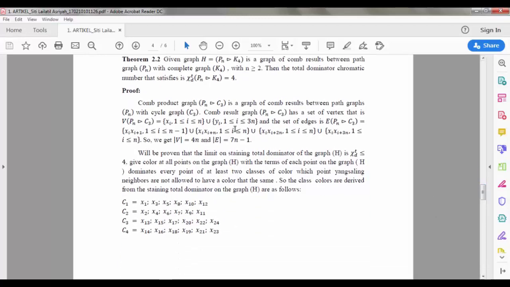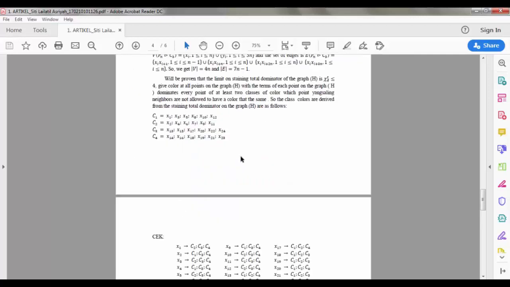You can see it like this. As you know from the screen display, this graph H has 4n vertices and 7n minus 1 edges. Next, we will prove that the upper bound of the total dominator chromatic number of graph H is χ_td less than or equal to 4, by coloring all points on graph H such that each point of graph H dominates every point.